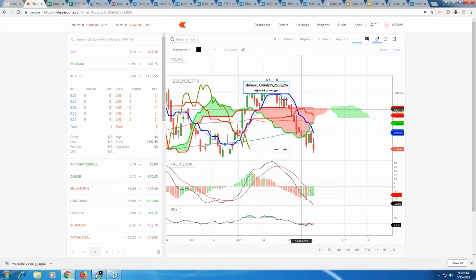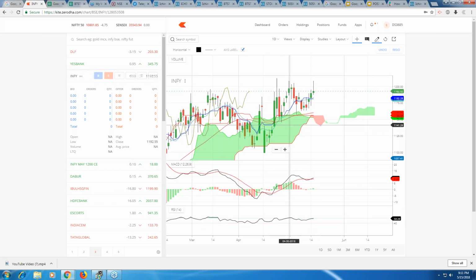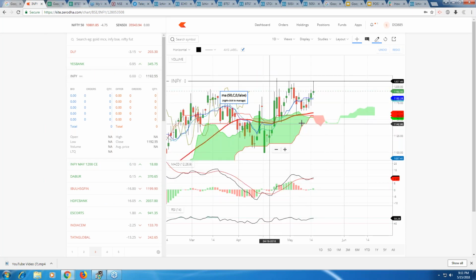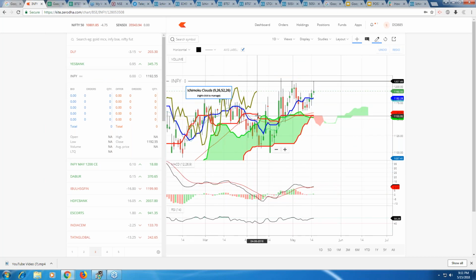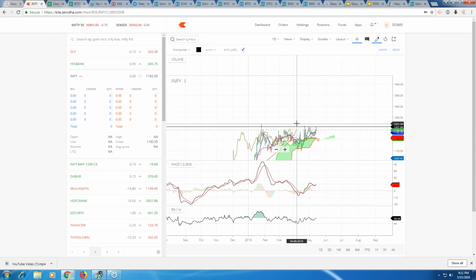Look at Indiabulls Housing Finance. It's broken the cloud in the downward direction, right? Infy is standing above the cloud. Very nice, very, very positive. If Infy closes above 1207 on the closing basis, then Infy will head up. Infy will definitely head up, and Infy's next target will be at least 1225, right? But Infy has to cross 1207. Okay, so these are Ichimoku cloud breakouts.